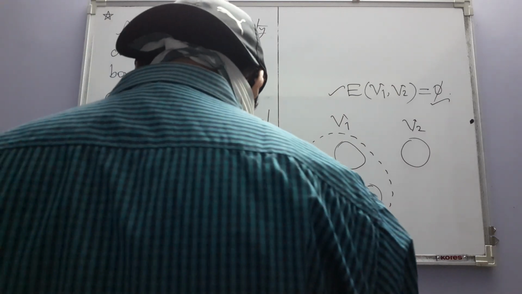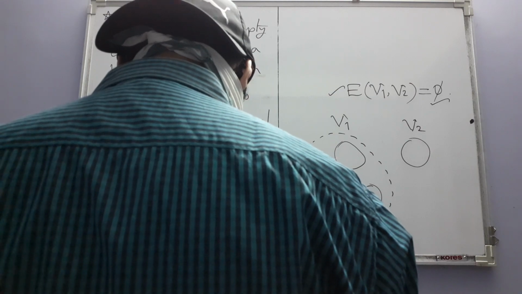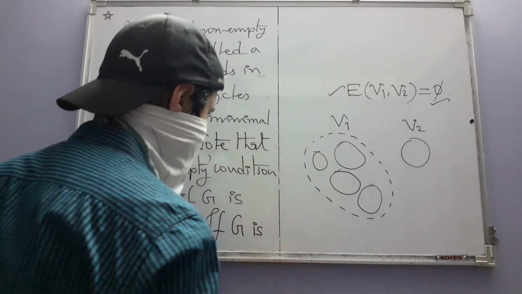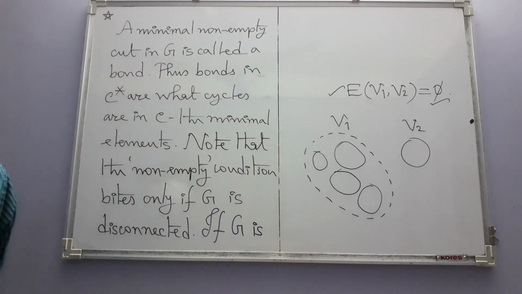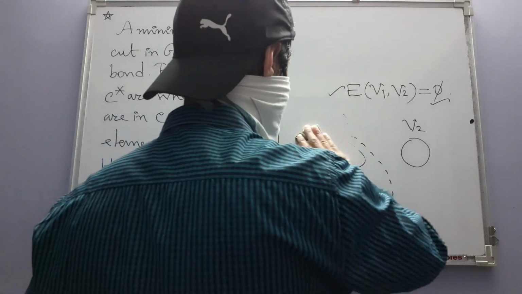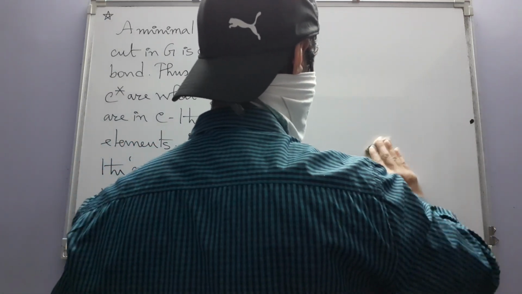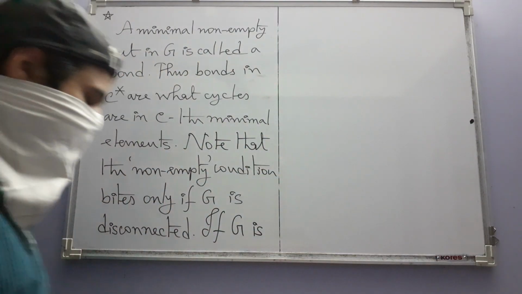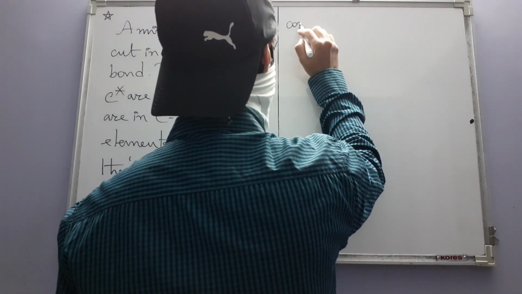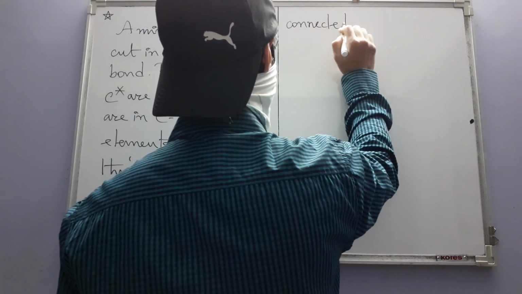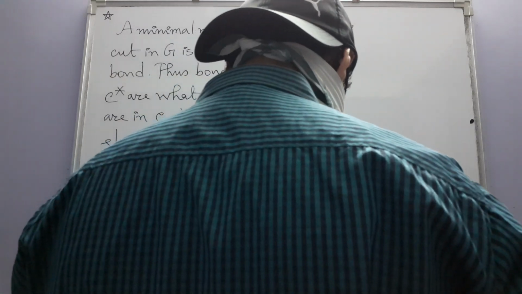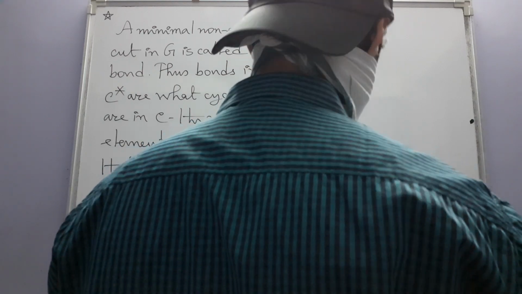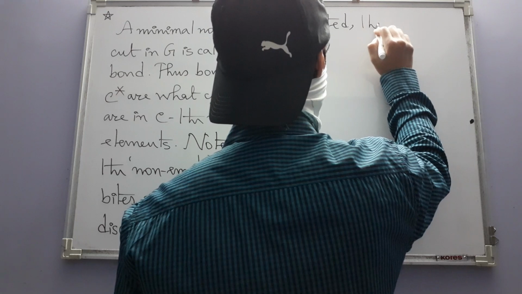So the next line is this: if G is connected, then in that case its bonds are just its minimal cuts. I'm writing exactly what the author has written so that we can understand the meaning of each line. We do not want to miss anything.